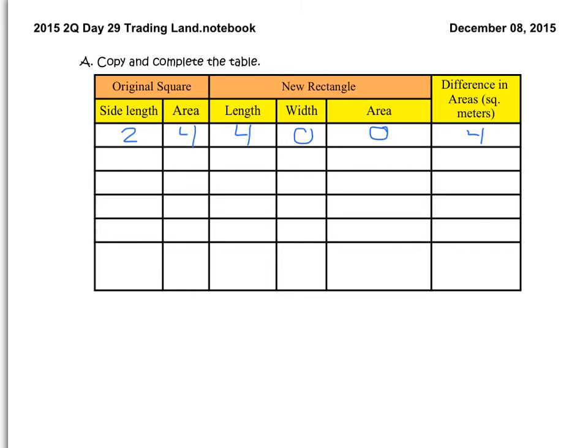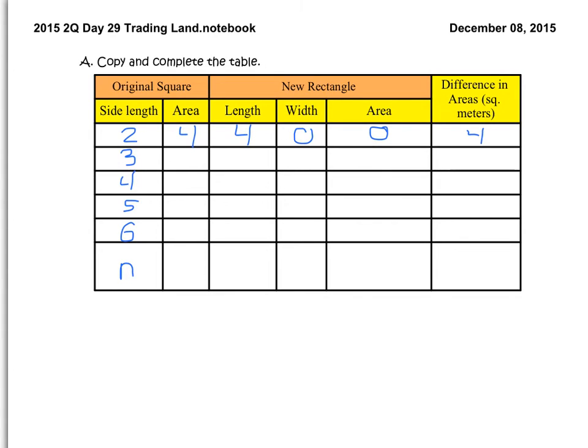I'll set you up starting on the next one, and then I'd like you to fill in the entire table. We'll discuss it more in class tomorrow, but I want you to have it all filled in when you come in. You're going to fill this in with side lengths of 3, 4, 5, 6, and n. That's where it gets exciting.